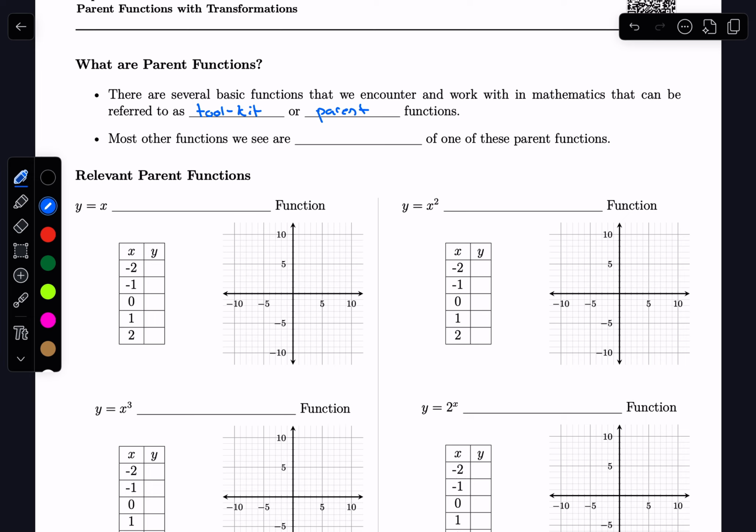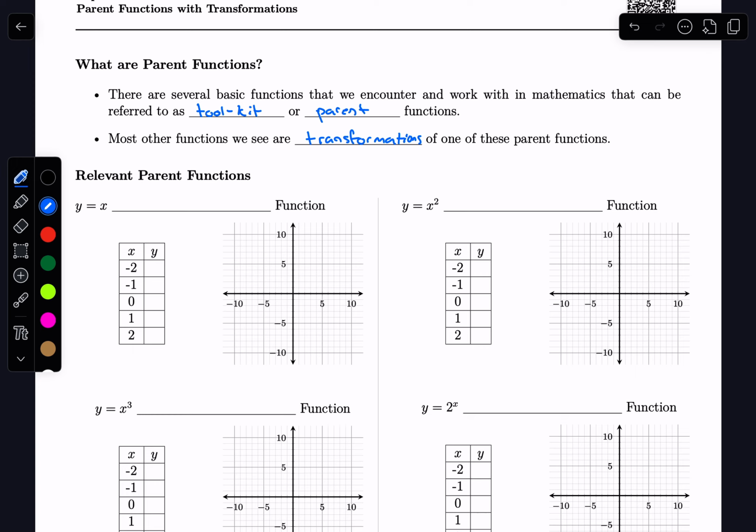All right, so what are we going to see other than parent functions then in this class? Because there's only about 9 of them in this lesson. So is that really all we see? And the answer is no. We see tons and tons of functions out there, but most other functions we see, not all, but most, are transformations of the ones we're about to see. A transformation can either be rigid or non-rigid, meaning it can either change the shape of the graph or it can just move it side to side or up or down.